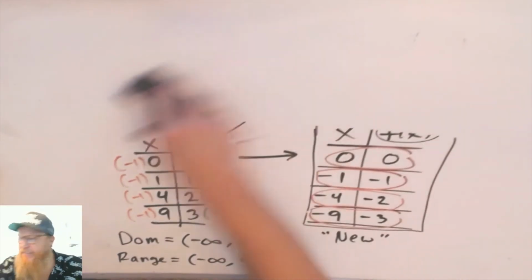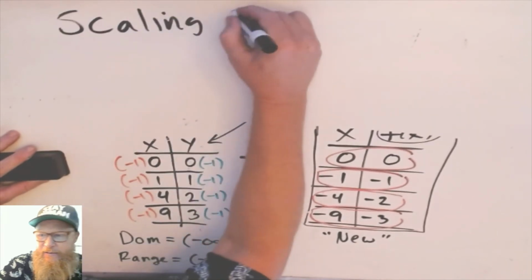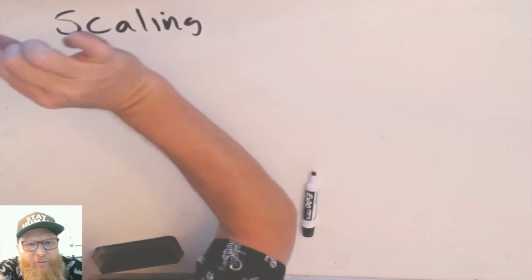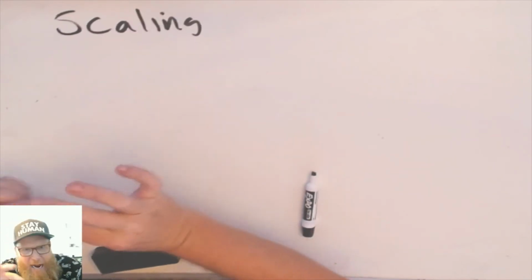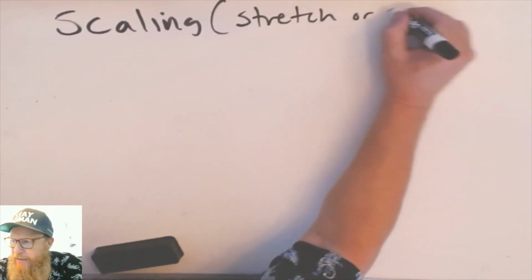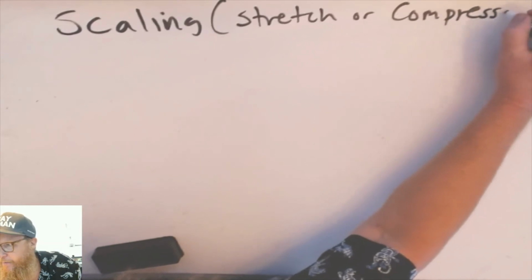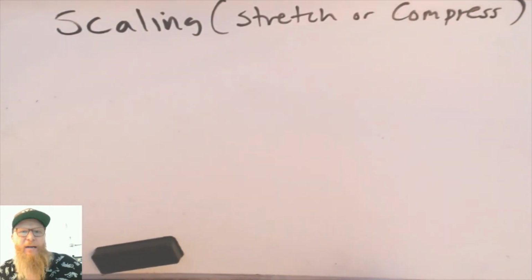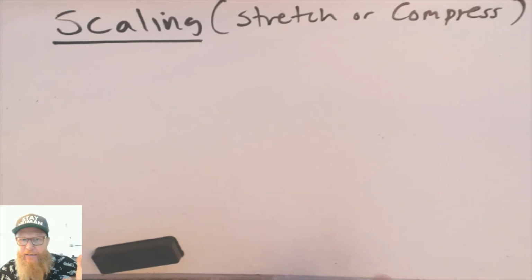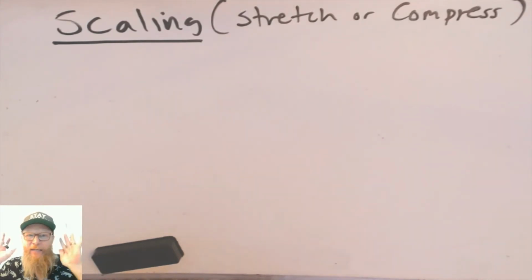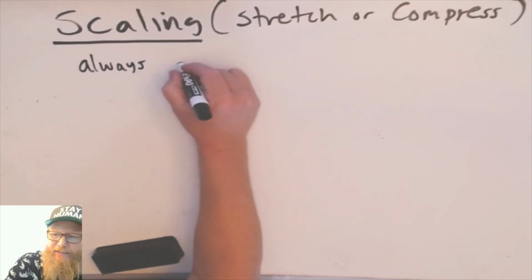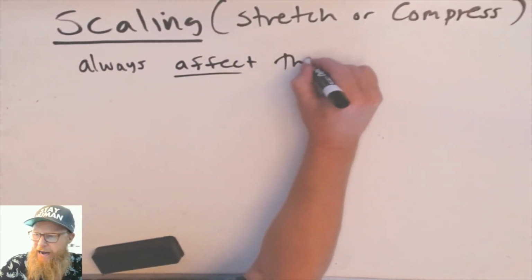So finally, we have scaling. Scaling is like what you do on your phone when you put your fingers on the screen and stretch out the screen, or maybe you shrink something down. So this is stretching or compressing. Compress means the same thing as shrink. Now, there are 2 types of scaling in the world of mathematics. For Math 10, we're only going to do vertical. So these always affect the y values.